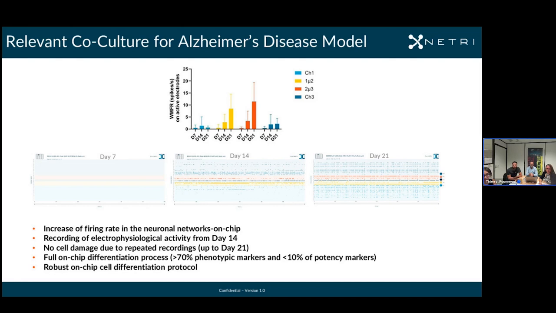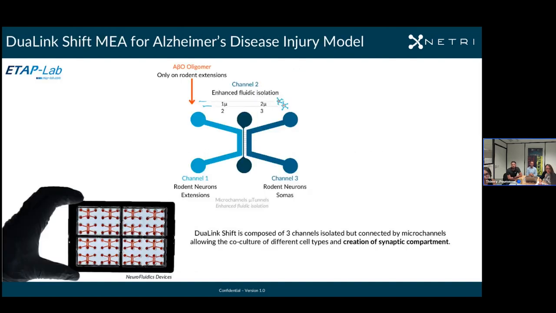So as I said before, the differentiation process went really well. We had over 70% of the phenotypic markers that we were expecting, and less than 10% of the potency markers when we were comparing the staining with early seeding. Having that gives us a robust base on which we can start to develop platforms that will emulate some of the tauopathy or alpha-synuclein accumulations. That's something we are doing in collaboration with ETAP Lab within a project called BioDiamond.